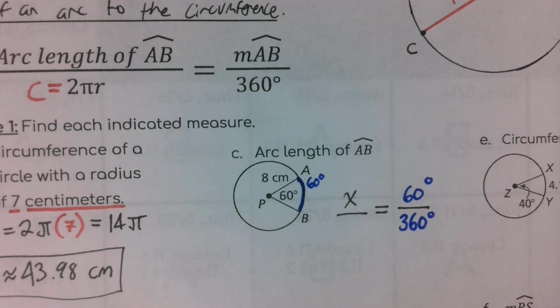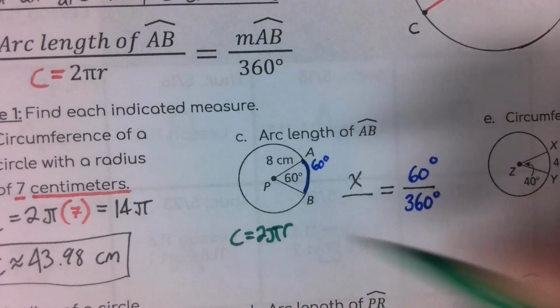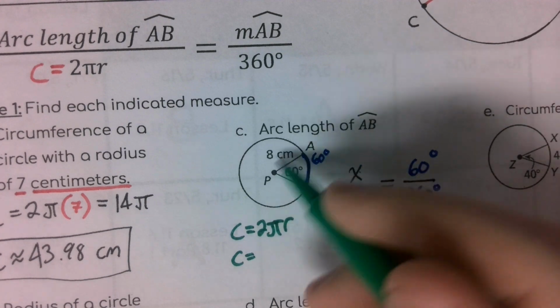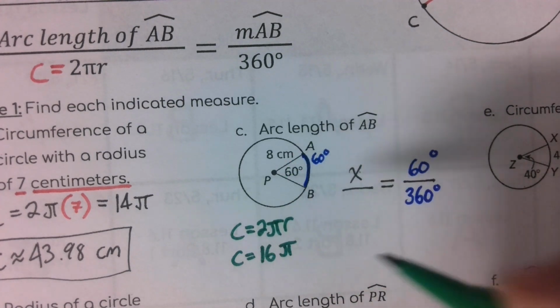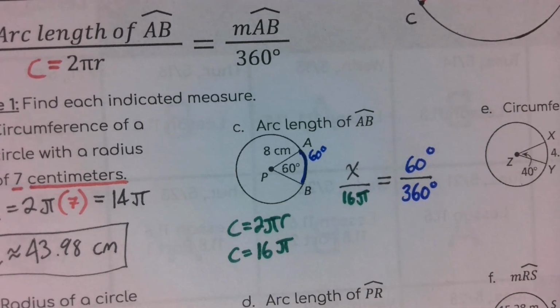Perfect. The only piece of this puzzle that we were really missing was the circumference. So we can use our formula, 2 pi r, to find the circumference. Since our radius is 8 centimeters, 2 times 8 is 16, our circumference is 16 pi. Leave it in this form until you are ready to solve for x, so you don't have to worry about rounding.